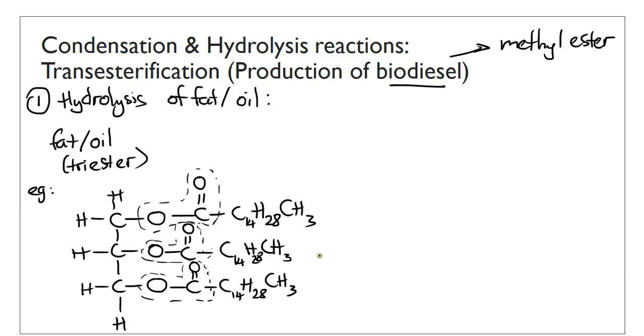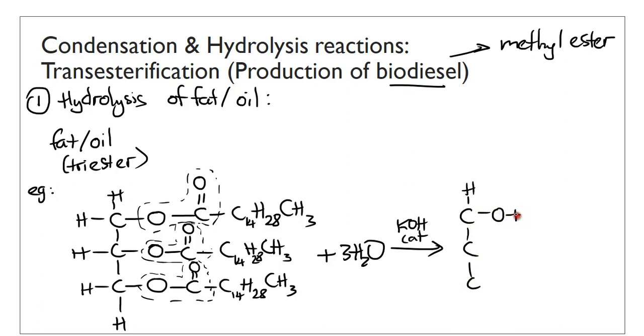So I need to supply 3H2O, and some KOH, for example, as the catalyst. And what is going to happen is you're going to break all 3 ester linkages. So you're going to end up with glycerol, which is a triol. So there's an OH here, OH, OH. The hydrogen in the water is going to be linked here. So you have a triol.